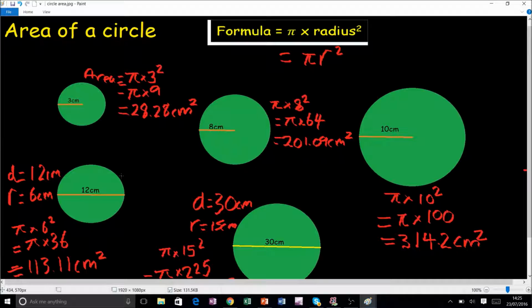Okay, it does get a little bit harder when looking at semicircles and quarter of circles and 3/4 of a circle. It does get a little bit harder, and I will be going through those type of examples in the future.